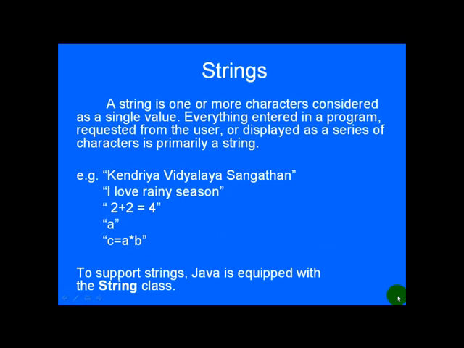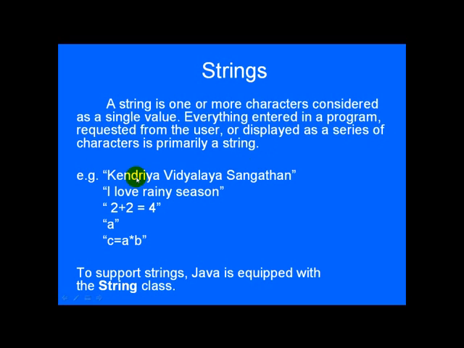Now let us discuss strings. A string is basically a combination of a sequence of characters. A string is one or more characters considered as a single value. One or more characters means it may be a letter, it may be a digit, it may be a special character. So everything entered in a program or requested from the user or displayed as a series of characters is primarily a string.